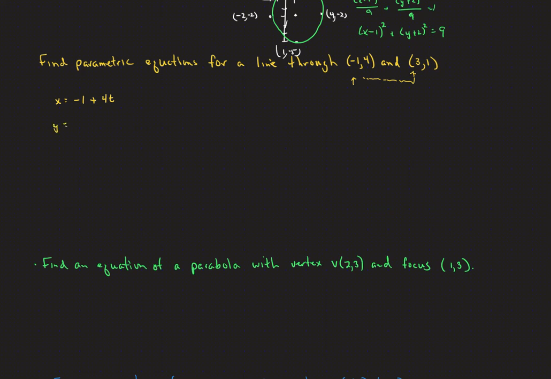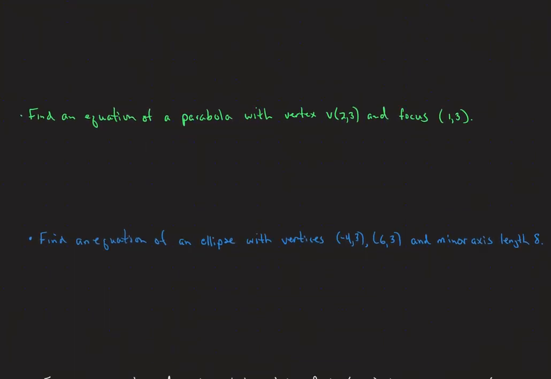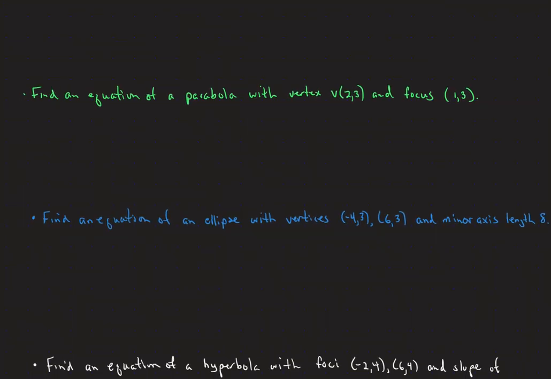And the y is going to start at 4. And from the 4 to the 1, we're going down by 3, so I'm going to say minus 3t. So there is one parameterization of a line through those 2 points. And there's others too. That's not the only one that would work.